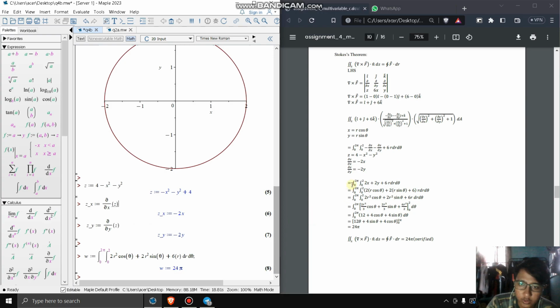So these values we insert into this integral equation, and by using Maple, we can get the direct answer, which is 24 pi, and it is the same as the manual calculation. So that's all from me. Thank you.